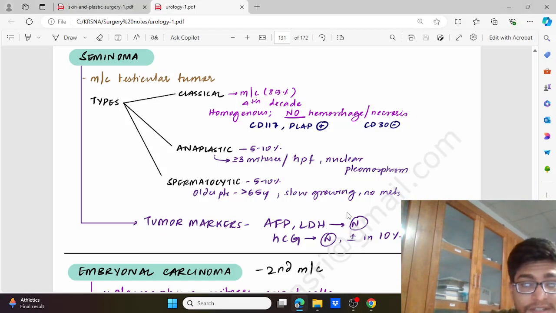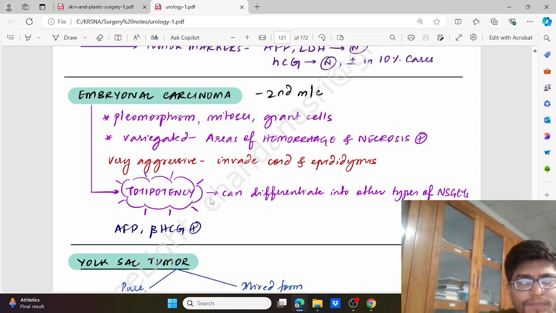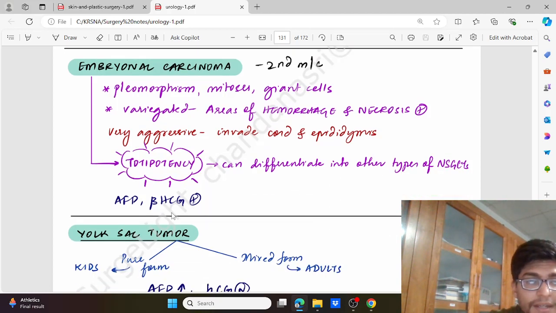The next, which is second most common, is the embryonal carcinoma. It has pleomorphism, mitosis, and giant cells, a variegated appearance with areas of hemorrhage and necrosis. It is very aggressive, invades the cord and epididymis. It is totipotent, can differentiate into other types of non-seminomatous germ cell tumor, and it has AFP and beta HCG positive.